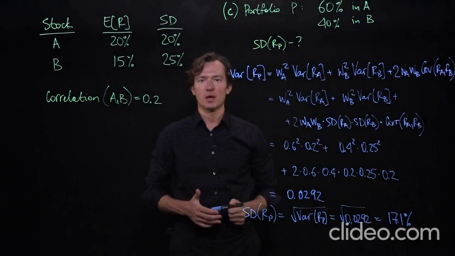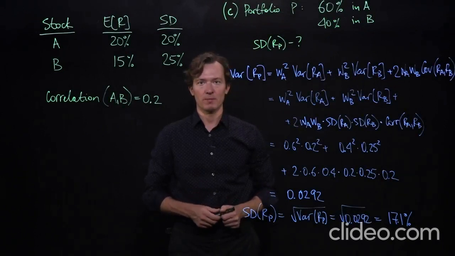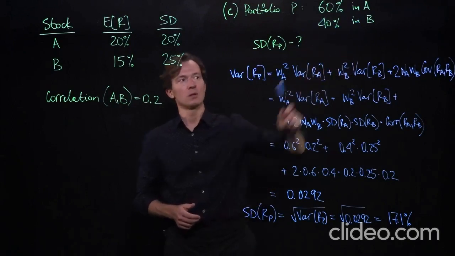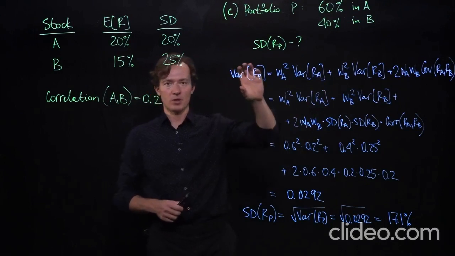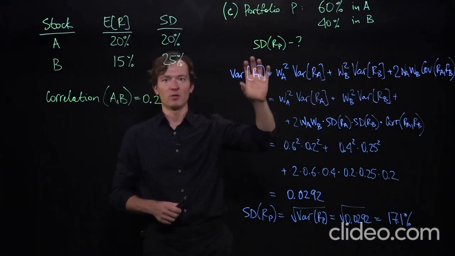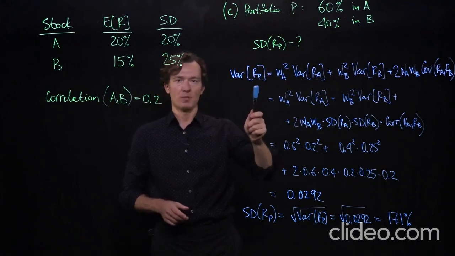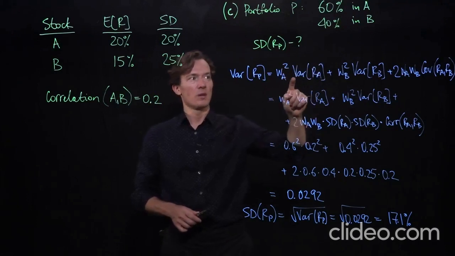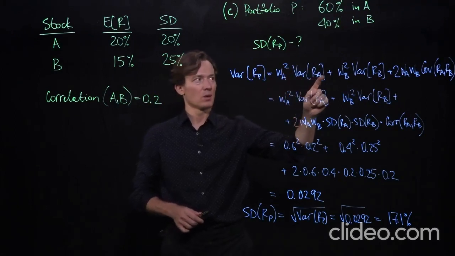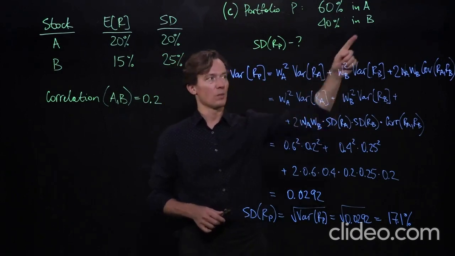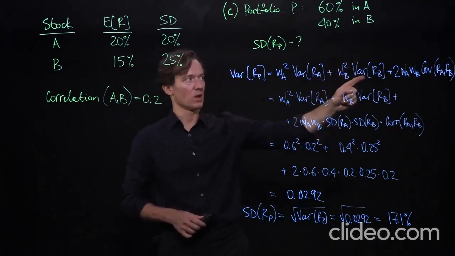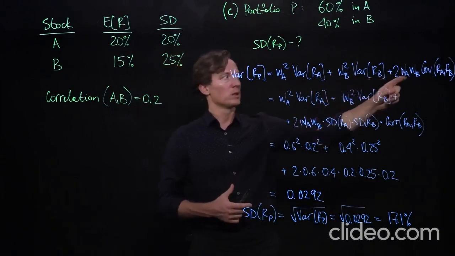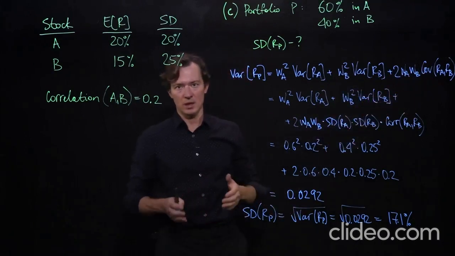The next question asks us to find the standard deviation of this portfolio P. Recall that this portfolio P puts 60% into A and 40% into B. So let's write down the expression for the variance of a portfolio of two stocks. The variance of this portfolio RP equals the weight that we put in the first stock, stock A, squared, times the variance of the returns on stock A, plus the weight that we put into stock B, squared, times the variance of stock B, plus 2 times the weights that we put into A and B, times the covariance of the returns between stocks A and B.